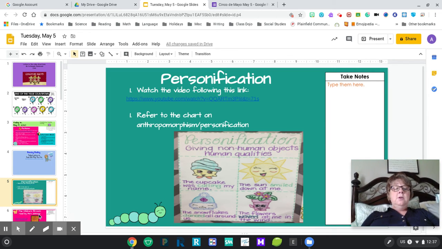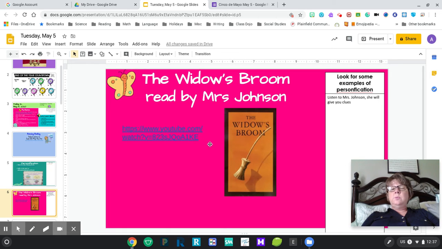Okay, you're going to learn about it when I read the widow's broom to you, because this broom here gains some human qualities. I like this story. It's a really good book. So as I'm reading to you, make sure you're writing down what the broom is doing that it shouldn't be doing, but because it was given some human qualities, go ahead and write it down there for me, okay?